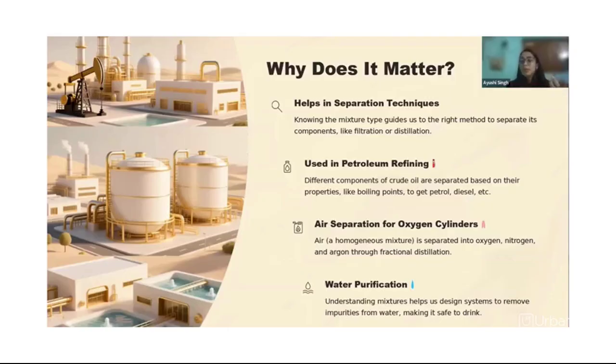Why is it important to distinguish mixtures and study them? So that we can use different techniques to separate out the different particles and use them for our own benefit. For example, if we are extracting crude oil from fossil fuel, we want to separate out petrol and diesel and use them for different purposes. For that, we need to know how matter can be classified and how it can have separate properties, so that we can separate them out.